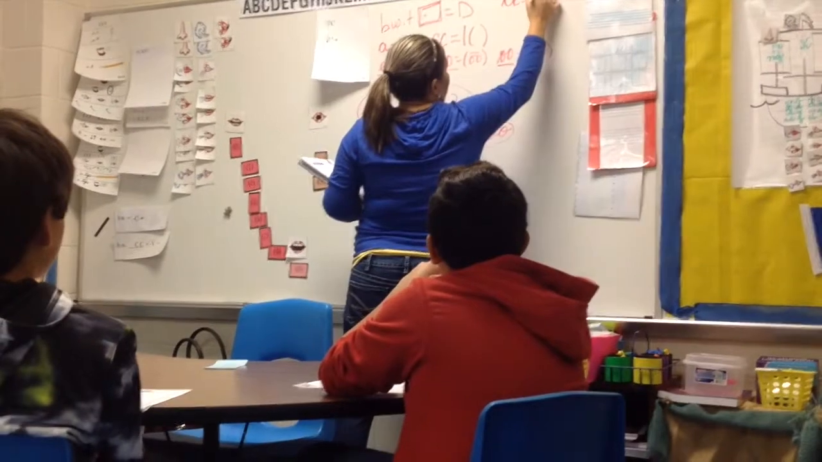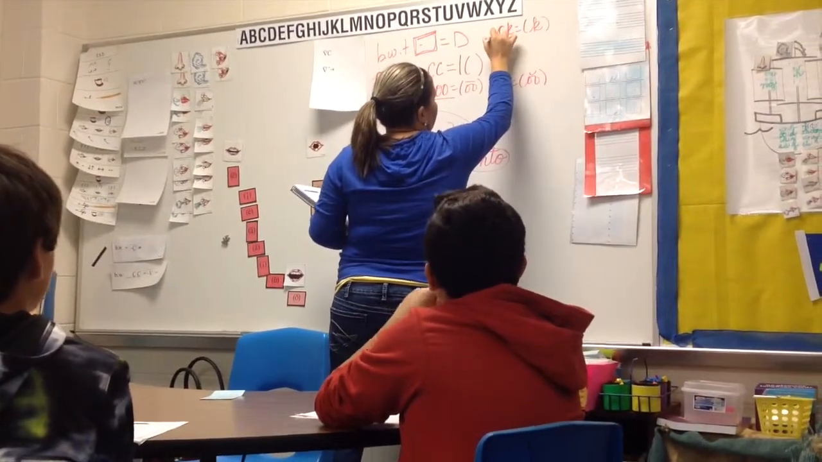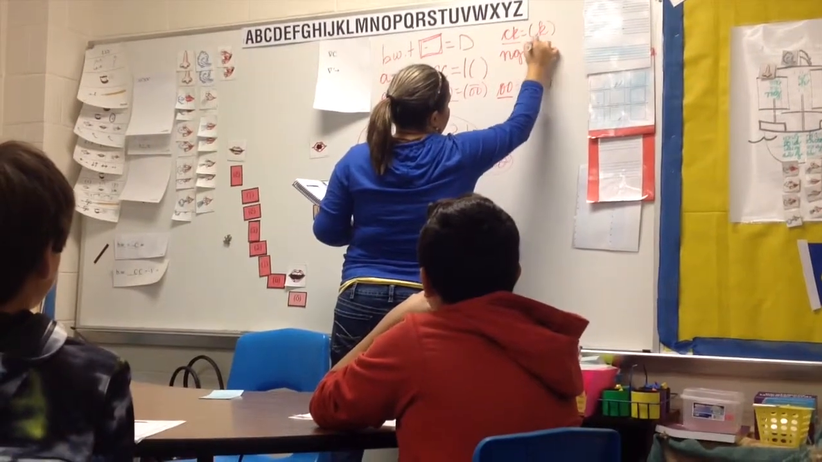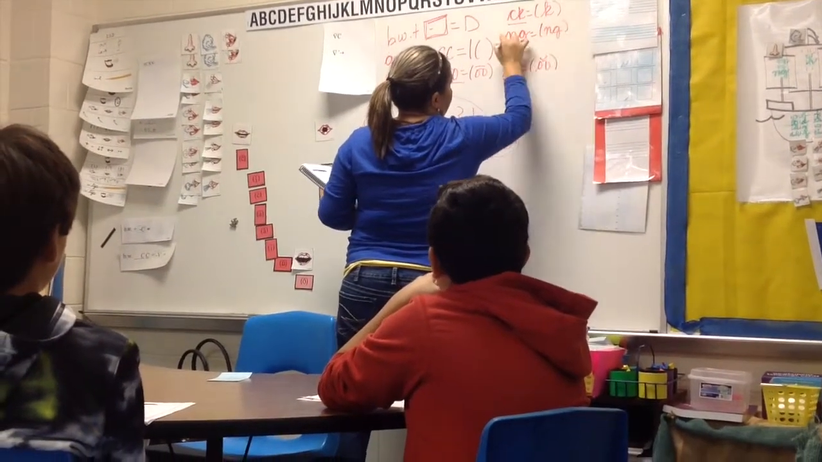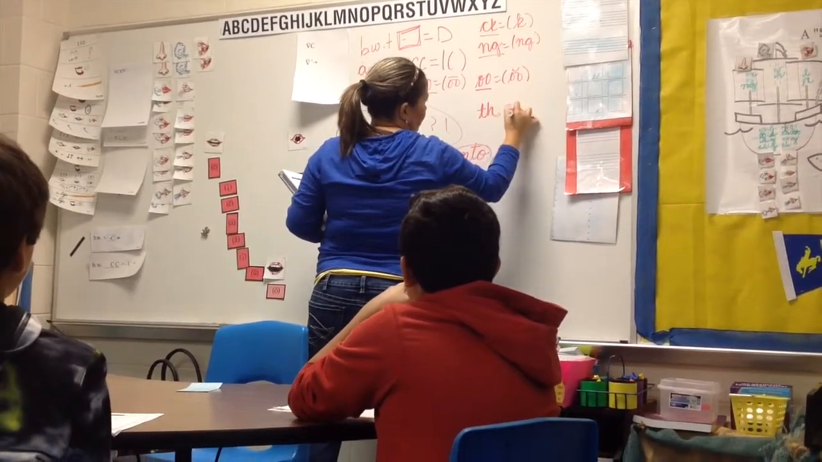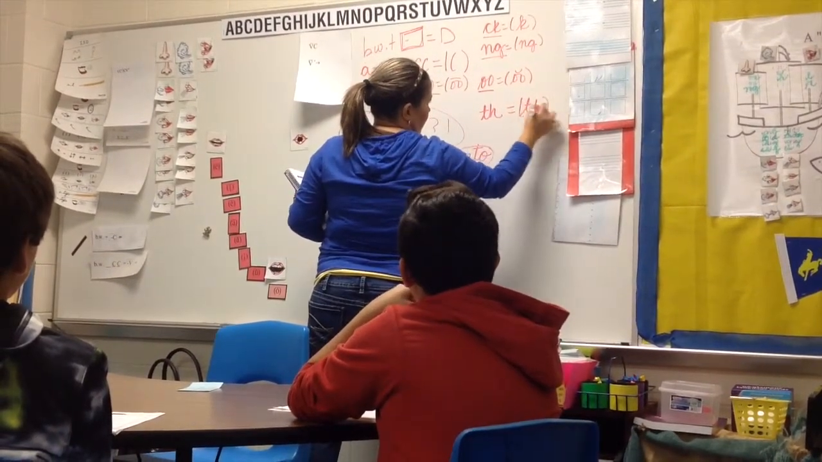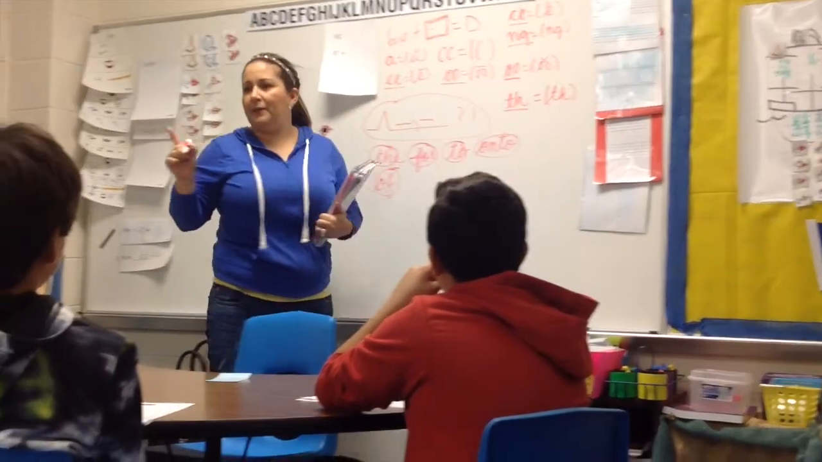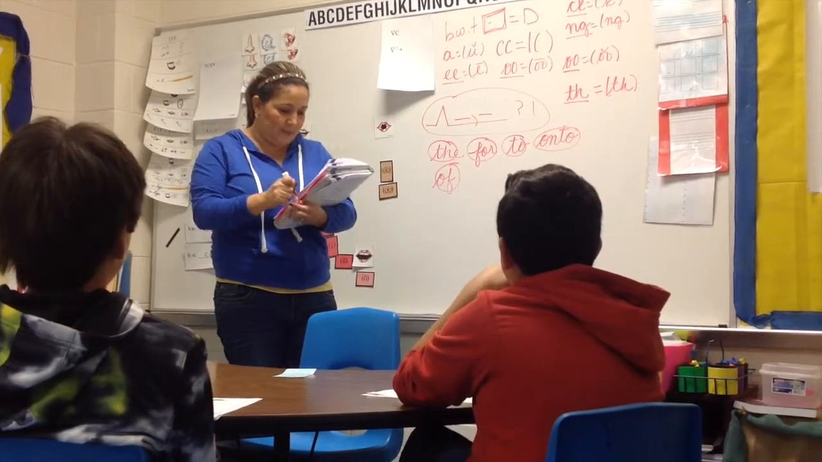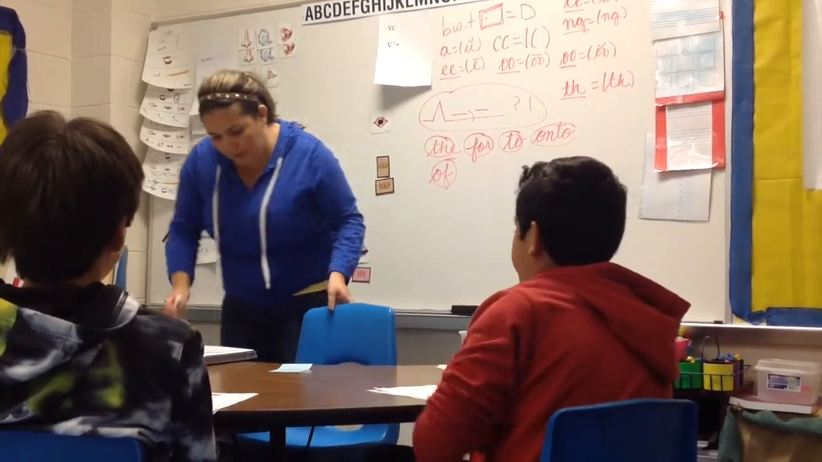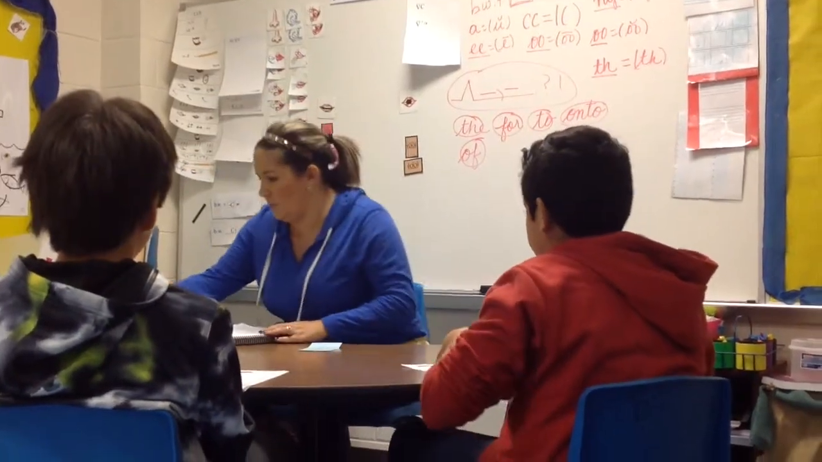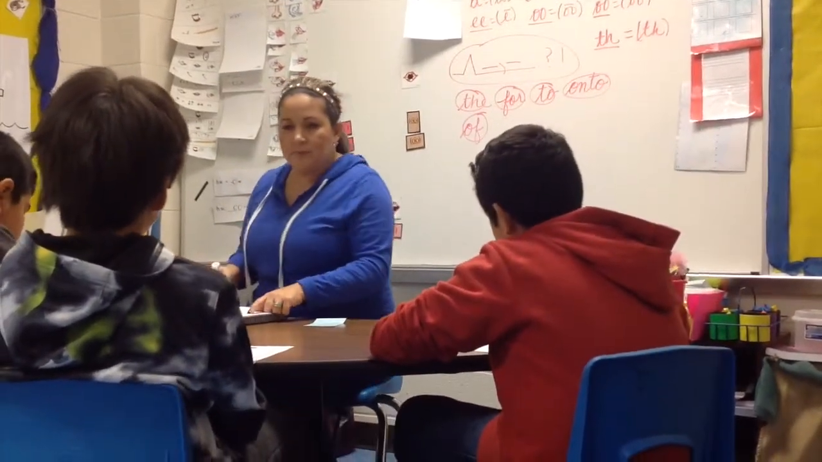Digraph CK is read k, and we underline digraph CK. Digraph NG is read ng, and we underline digraph NG. Digraph TH is read th, and we underline digraph TH. Okay? Let's do number 1 together. Are we ready? Do you have our sentences? Here we go. Let's go.